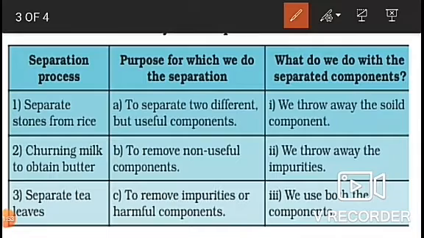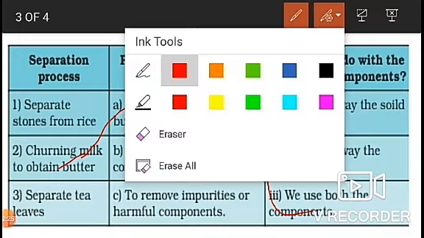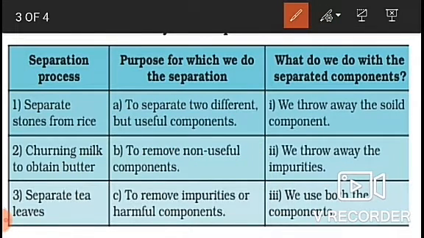Churning milk to obtain butter. We know when we churn the milk, even after extracting the butter, the remaining part can be used. So we can say both are useful components. Here number 2 can be matched with the part that says to separate two different but useful components, and then both components can be used. So this is matched with the third part in column 3, that is, we use both the components. So this is 2A3.